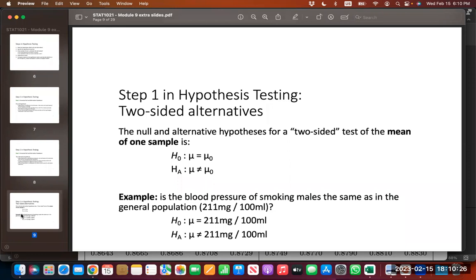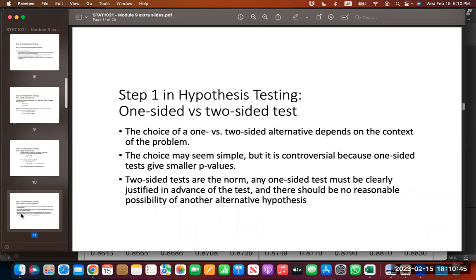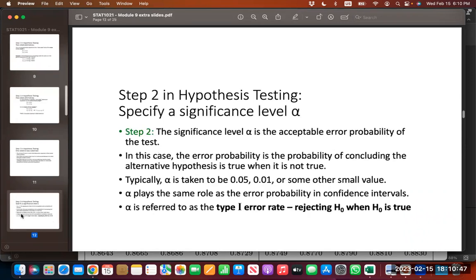Having this expressed in numeric terms: the sample mean cholesterol equals 211 milligrams per deciliter, or is not equal to 211 milligrams per deciliter. So this is my test. And the decision that I'm making is either it is different or it's not different. It's binary. It's either yes or no.